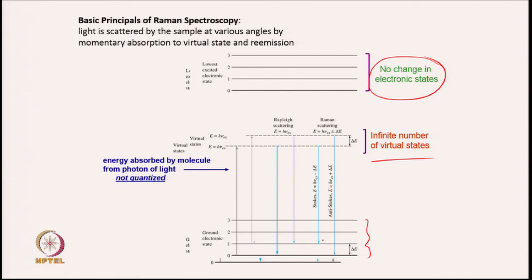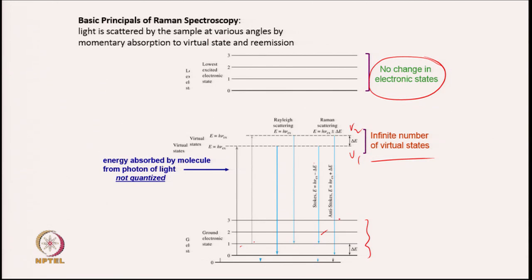In Raman scattering, what happens is that it does not come back to the same vibrational level. Comparing the two, excitation is from the 0 vibrational state to a virtual state V1, and it comes back from the V1 virtual state to the V equals 1 vibrational level, not to V equals 0. So the emission energy E is going to be less: it is h nu excitation minus delta E, where delta E is the difference between the V equals 0 and V equals 1 vibrational levels.